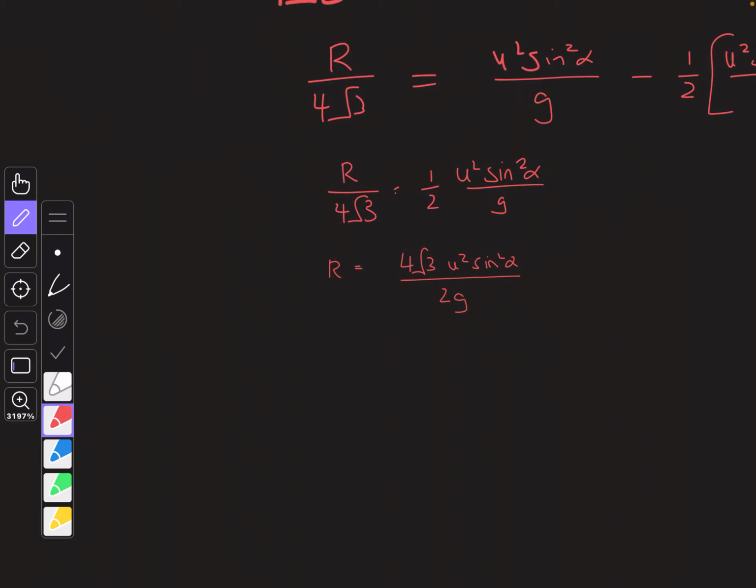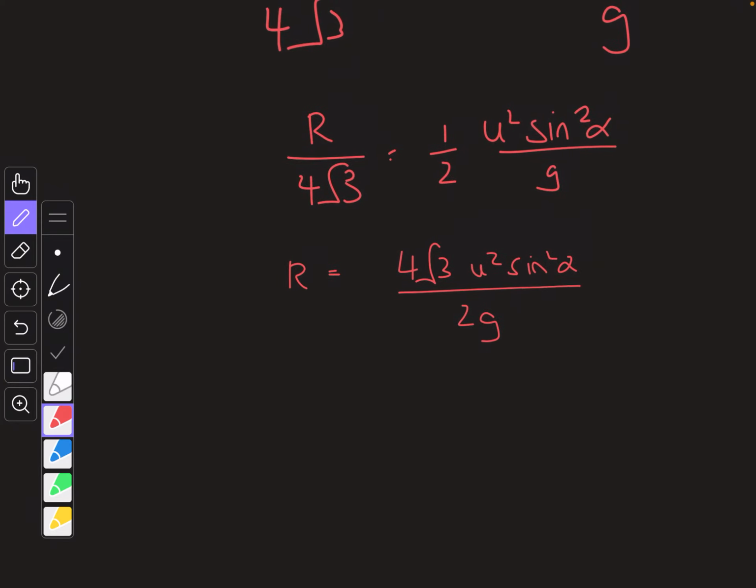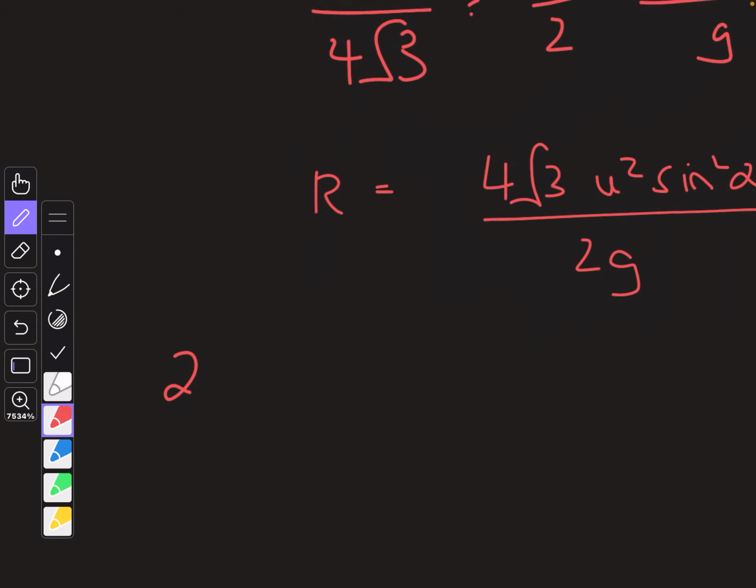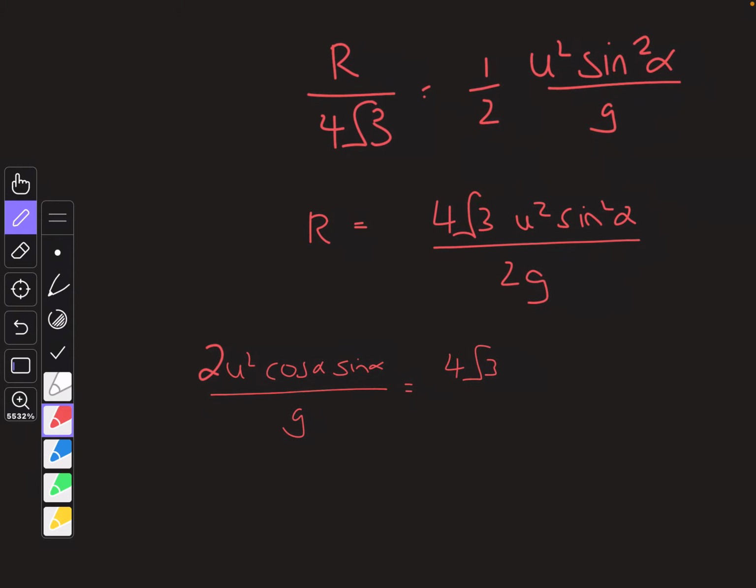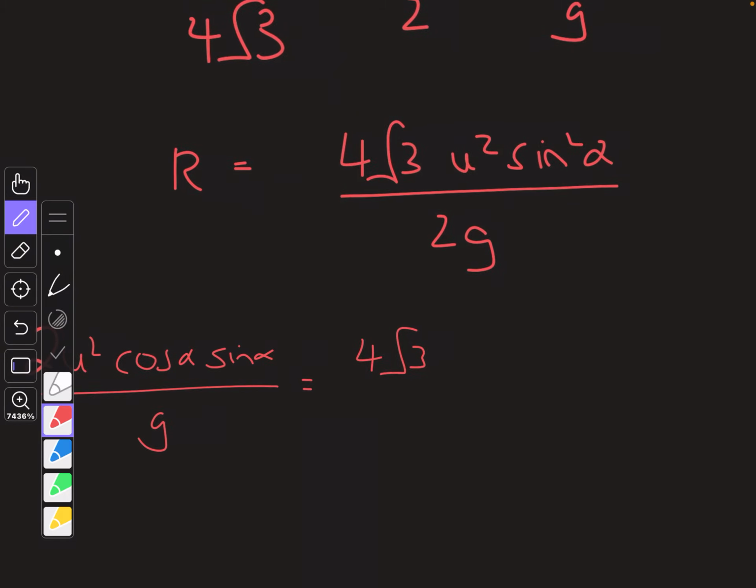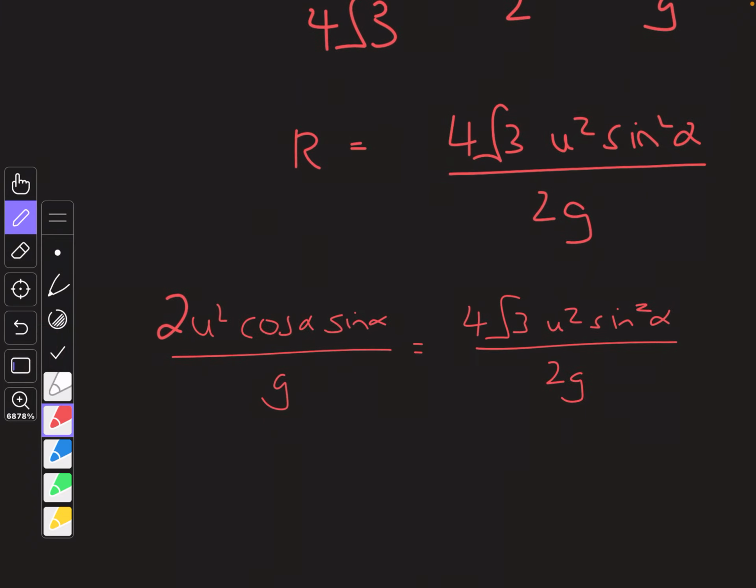So 2u squared cosine alpha sine alpha all over g equals this guy, u squared sine squared alpha all over 2g. Now you didn't have to rearrange. You could have had the 4 root 3 on the bottom there. It doesn't really matter. Now let's just see what things start to cancel and work out.